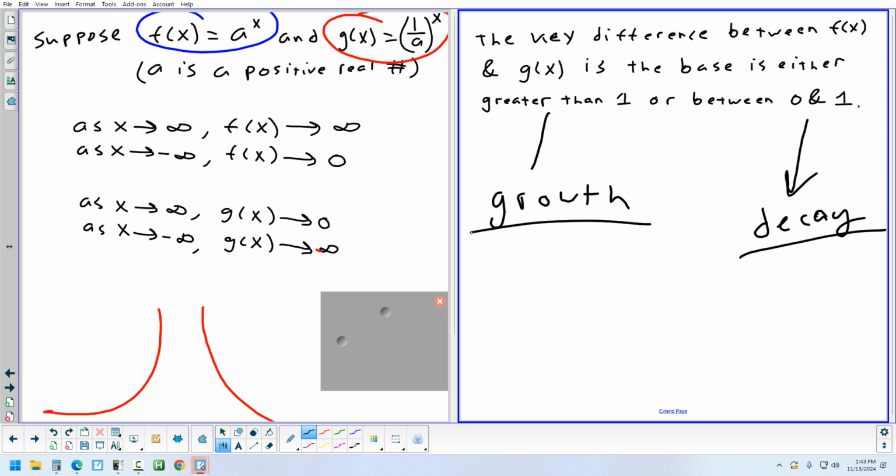What if the base is exactly 1? It won't be. We said earlier it can never be 1. And what if the base is negative? It won't be. It can't be negative. Okay, so growth looks like that. Decay looks like that. So any question on how you can look at something and tell whether it's growth or decay?